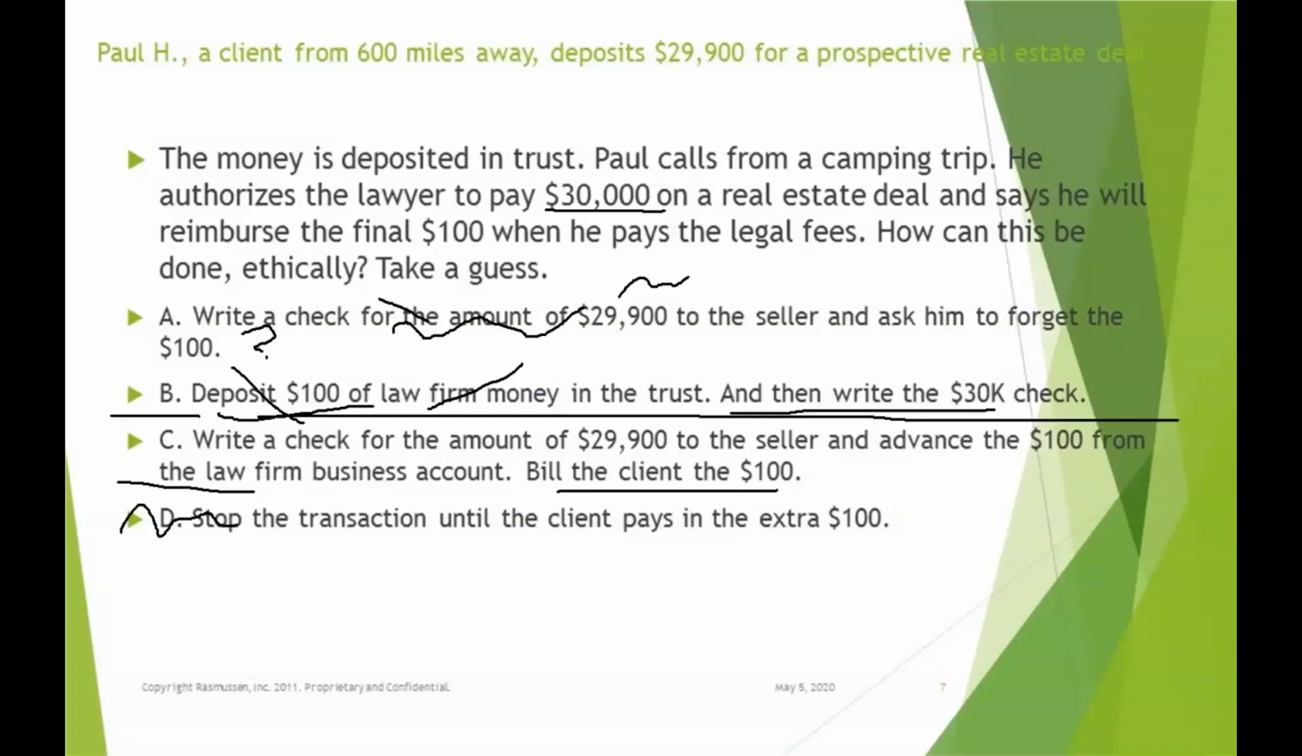The client gets the deal done, buys the lot or whatever. The client doesn't lose. The lawyer is risking $100, but not risking it that much since this fellow promised to pay $100 when he gets back. So I would say this is the best answer. This would be a really hard multiple choice quiz. That's why I'm not trying to get you to take this as part of a test.